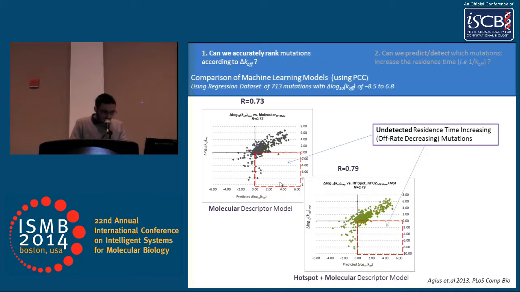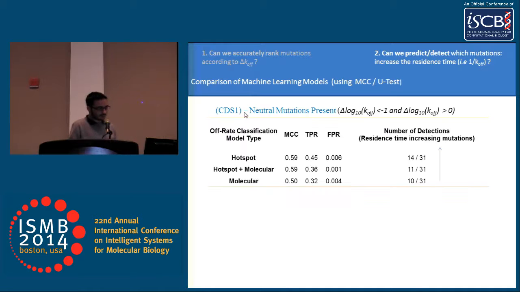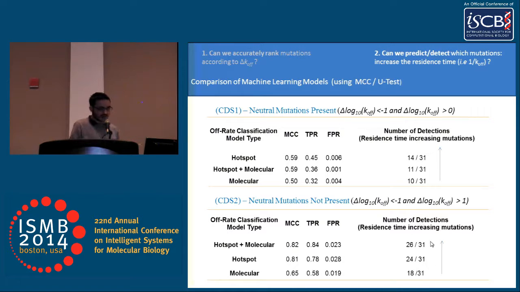But to check this exactly, we also do classification models, so we can check how well we can do in this. Again, we train some classifier models on CDS1, and we see that we get more detections for the hotspot models, and similarly for CDS2, which removes the neutrals, we get even higher detection rates.